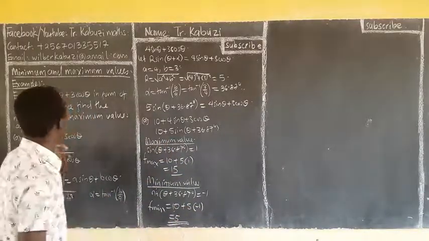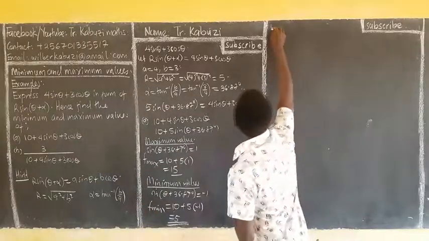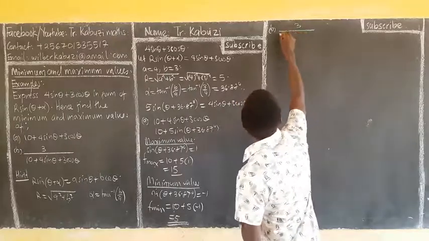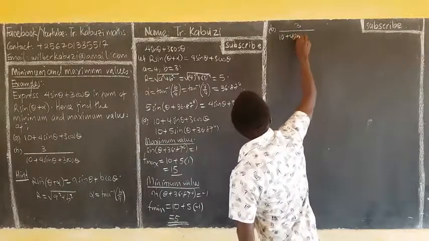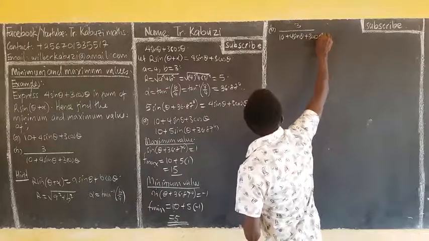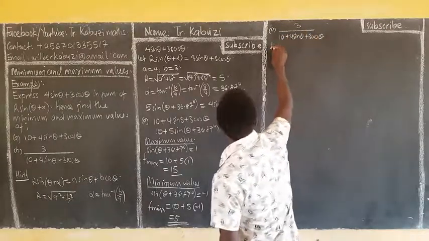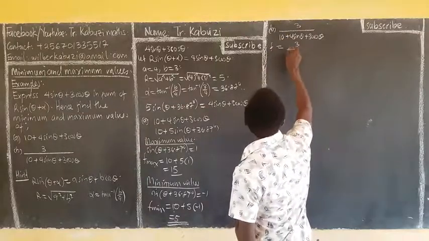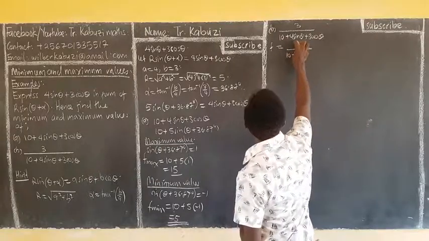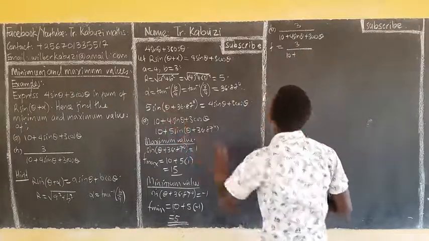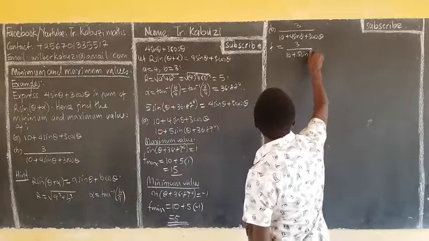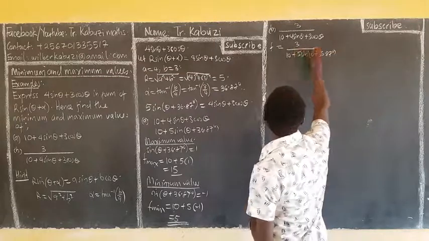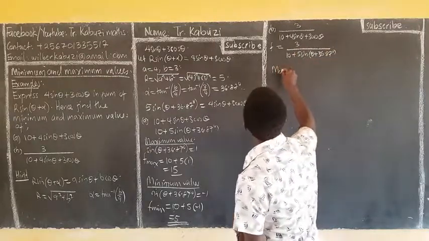So now, in part B, let us be careful with part B. In part B, they are giving us 3 over 10 plus 4 sine theta plus 3 cos theta. But we said, if this one is our function, f of theta, it will be 3 over 10 plus the whole of this. We have seen it's equal to 10 plus 5 sine of theta plus 36.87 degrees.